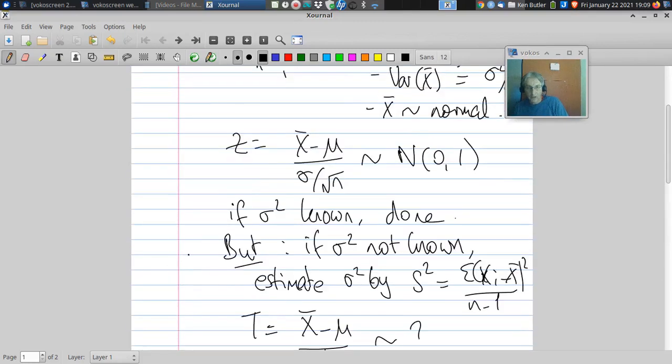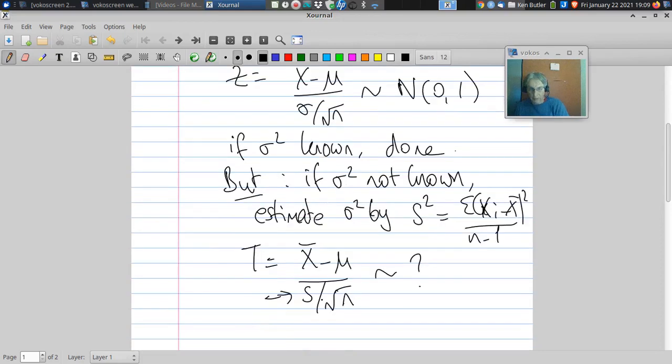None of this is any good, except that if n is large, this thing that I called Z has approximately a standard normal distribution regardless of the distribution of the x's. That's the central limit theorem. And also, if n is large, then you can say T is approximately normal, or rationalize it by saying S squared is going to be close to sigma squared, because they converge in probability. And therefore this is going to be close to Z, and therefore close to normal 0, 1.